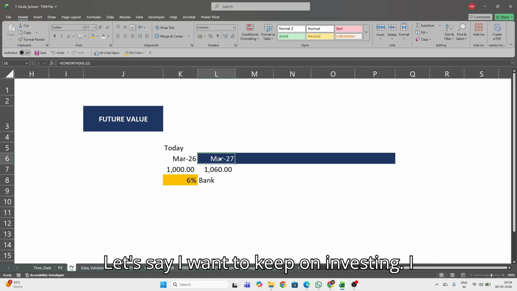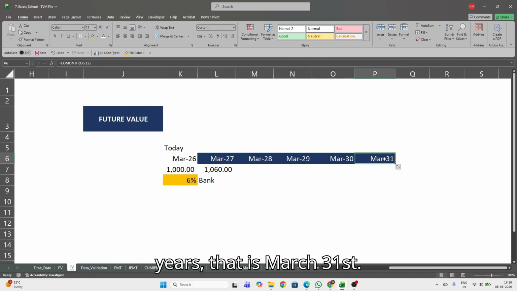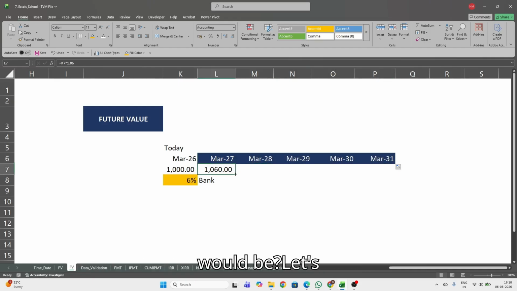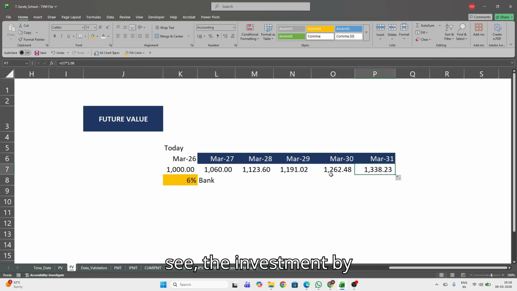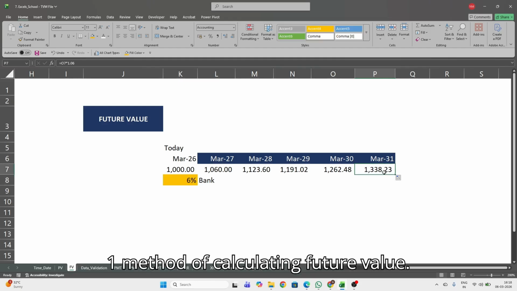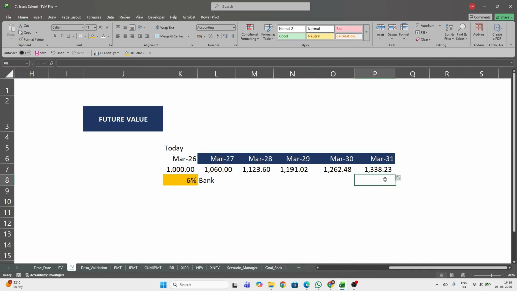Let's say I want to keep on investing, I want to stay invested for the next 5 years, that is March 31st. So what do you think my investment would be? Let's see. The investment by the end of 5th year is 1338, right? So this is one method of calculating future value. Then I will show you the second method.